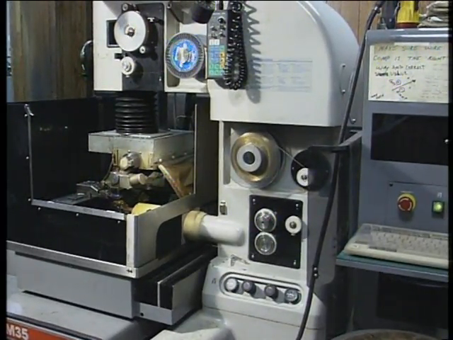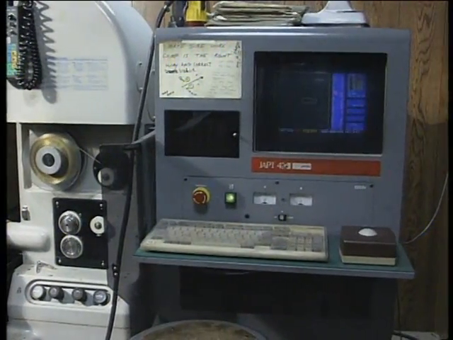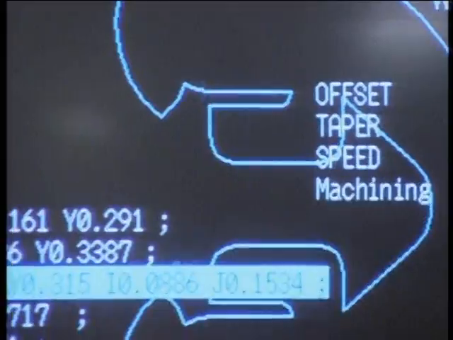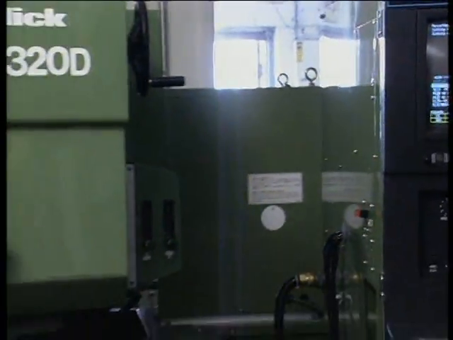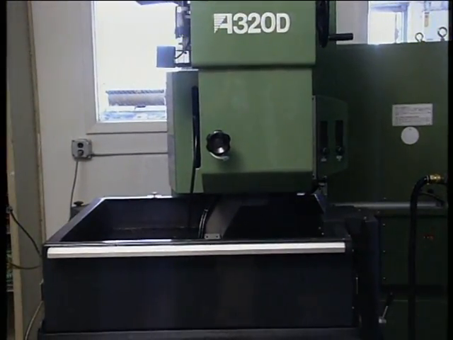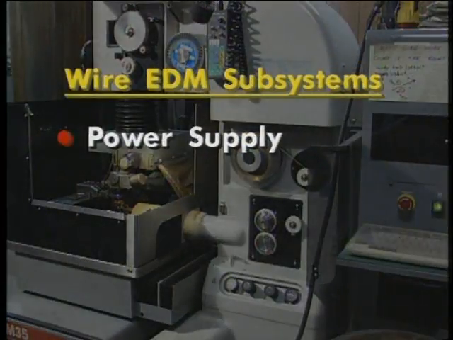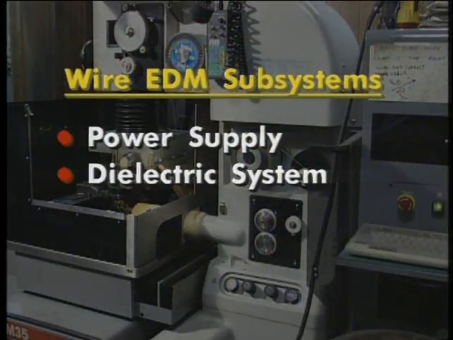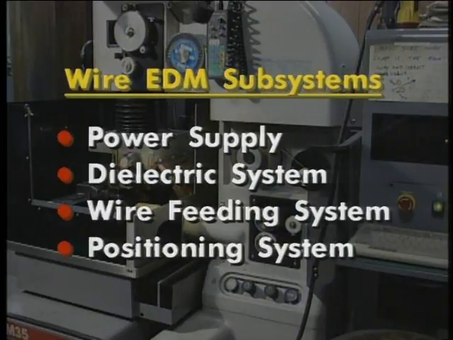New wire is always exposed to the part, so electrode wear isn't a problem like in RAM EDMing. Wire EDM machines are also easier to learn than RAM EDM. They can run unattended for long periods, including overnight and weekends. There are four basic wire EDM subsystems, all of which are CNC controlled. Those subsystems include the power supply, the dielectric system, the wire feeding system, and the positioning system.